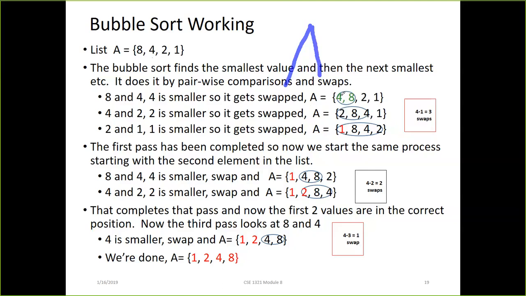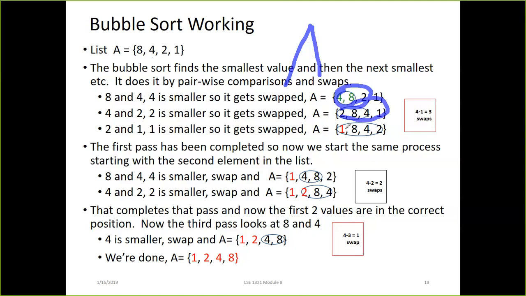Okay, so then it will compare these 4 and 2. Since 2 is less than 4, 4 and 2 will be swapped, so 2 comes here and 4 goes over there. Then it will make the bubble larger, so it will compare 4 and 1. So 1 will come here and then 4 will go there.